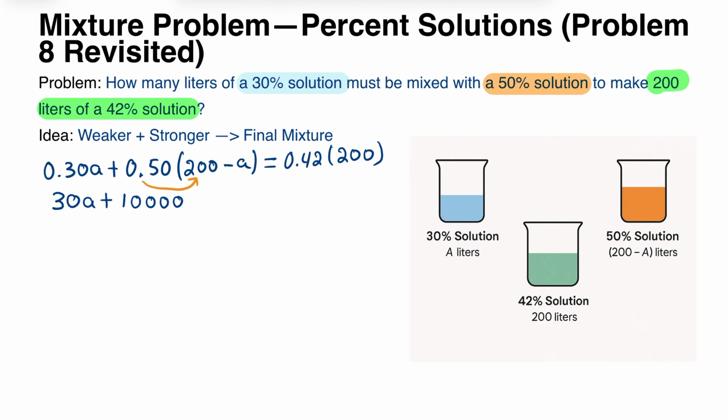Again, we're distributing this 0.50 to the negative A. Again, 0.50 times 100 is simply 50. A negative times a positive is a negative, so 50 times negative A is negative 50A. And this is equal to 0.42 times 100, which is 42. 42 times 200 is 8,400. So we'll write 8,400 here.